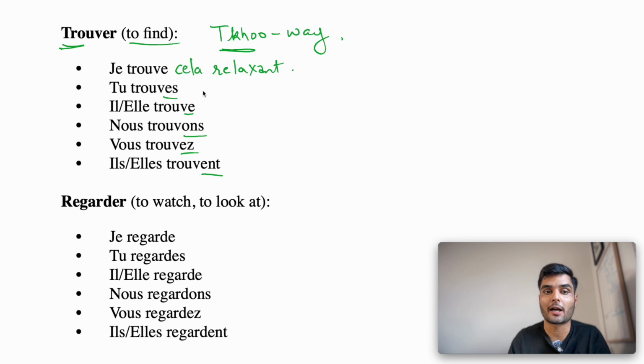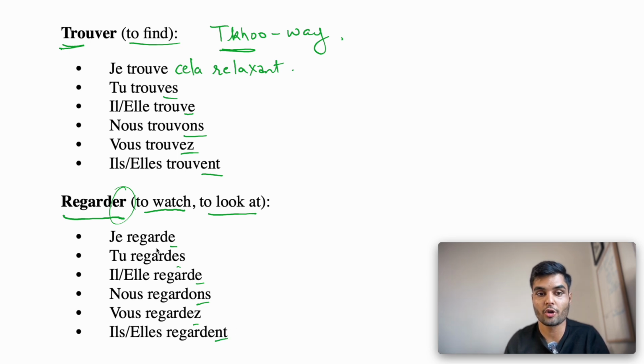And then regarder. In French, regarder means to watch or to look at something. Watching TV, watching Netflix, that is regarder. Same conjugation: ER changes to E, ES, E, ONS, EZ, ENT. Je regarde. Tu regardes. Il, elle regarde. Nous regardons. Vous regardez. Il, elle regarde.